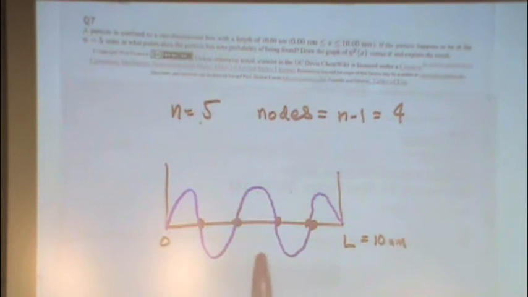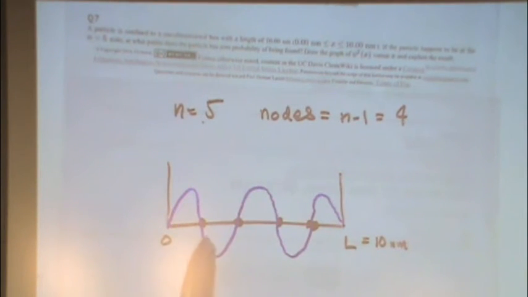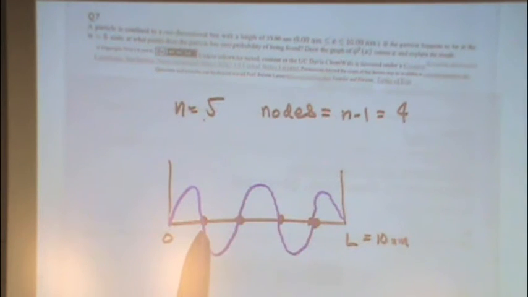Let me just pick one. Let's pick that one. Where is that? X equals what on this? Because this is the x axis. X equals what right there? 2. How do you know that?